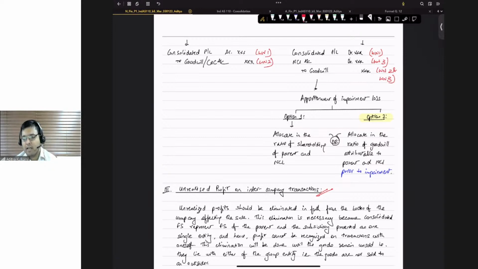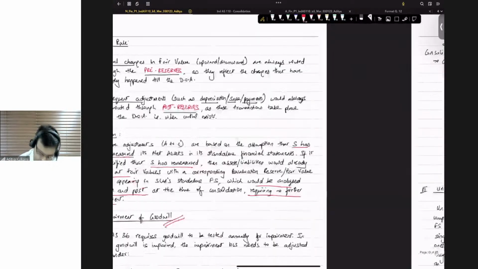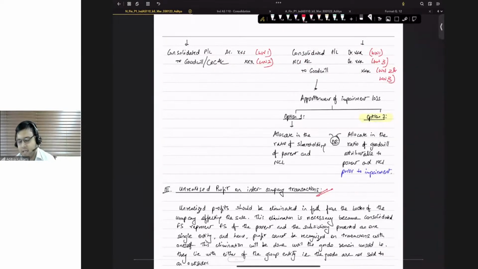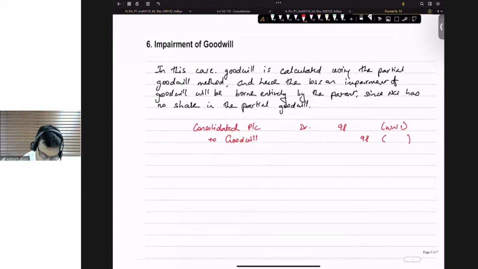See, in partial goodwill this will not come at all. This whole allocation is only for full goodwill. In partial goodwill, the entire thing is borne by the parent only. So there won't be a case of allocation in partial goodwill. Allocation will always be for full goodwill only. The option is whether to go in the ratio of shareholding or in the ratio of goodwill prior to impairment. So for partial goodwill, there won't be any allocation, which is what we are discussing now in this question. Consolidated P&L debit to goodwill.